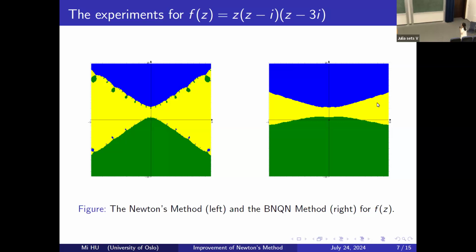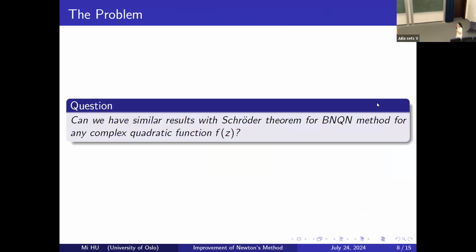Okay, so to make it easier to figure out what's going on with this method, let's ask a simple question for a polynomial of degree 2. Start here, it will be easier, I think. The question is: can we have results similar to the Schroeder theorem for the backtracking Newton method for any quadratic function f? How do we solve this problem?